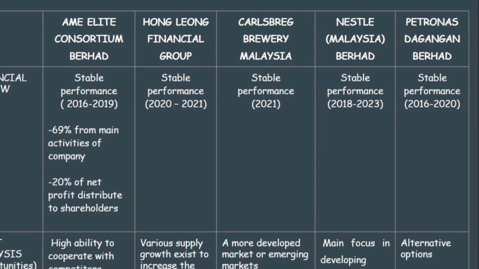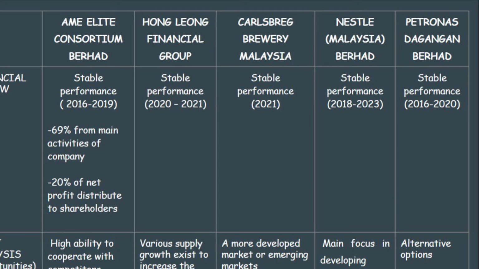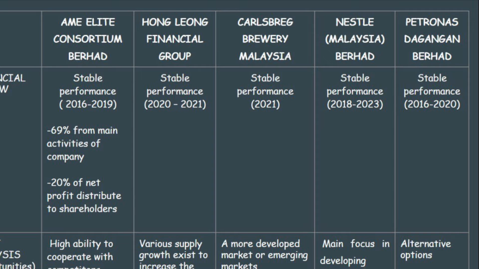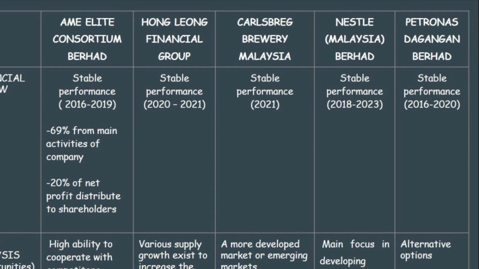But for Hong Leong Financial Group, it has a supply growth that exists to help them increase the customer base. And the third one is Carlsberg Brewery Malaysia, where the opportunities involved are a more developed market or emerging markets. Nestle Malaysia Berhad shows the opportunity of a main focus on developing the economy. And the last is Petronas Dagangan Berhad, which has a lot of alternative options that can help them to grow more in the market.